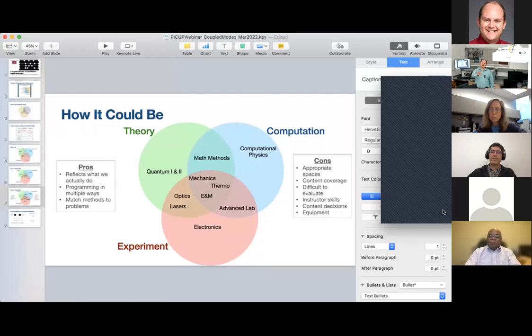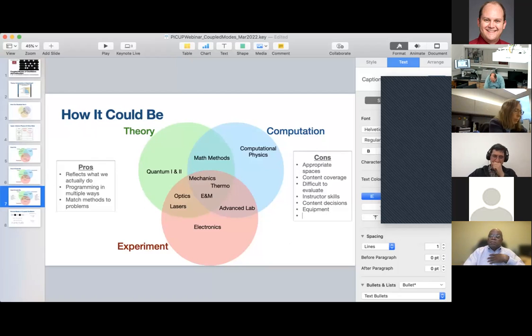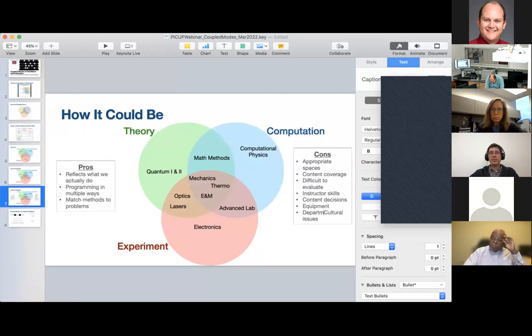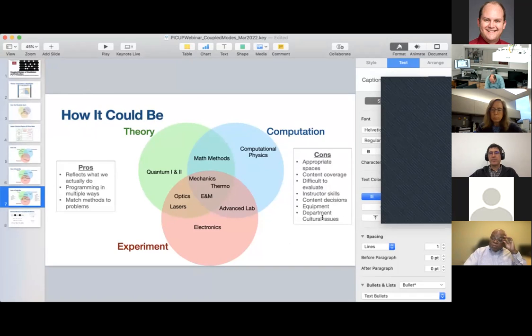Now, that being said, there may be individuals that just don't want to do this, right? That's the department chair's problem. That's why I'm not the department chair. But yeah, there certainly is an issue there. I'll put it in the con column. I should put department cultural issues. Okay.